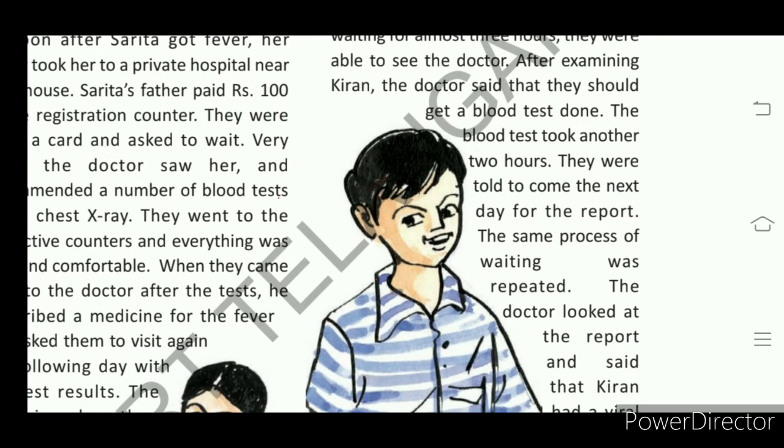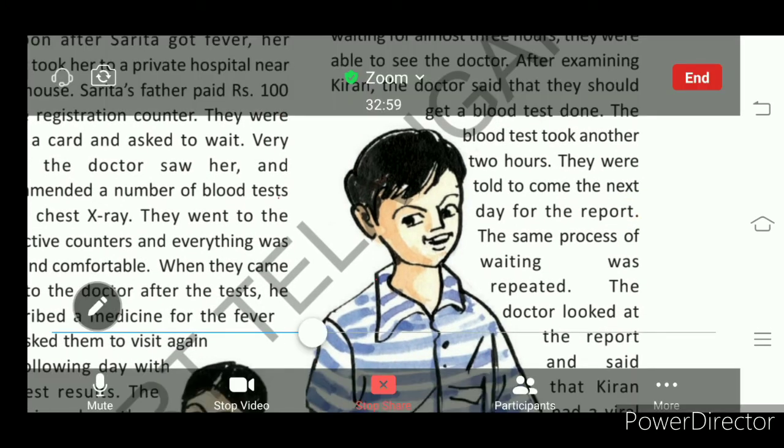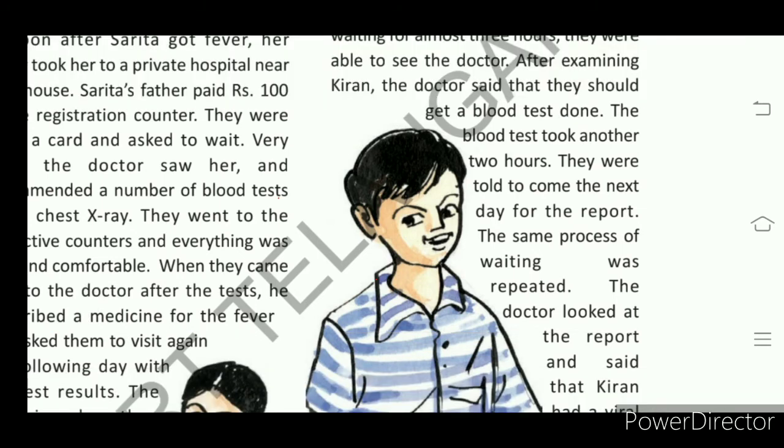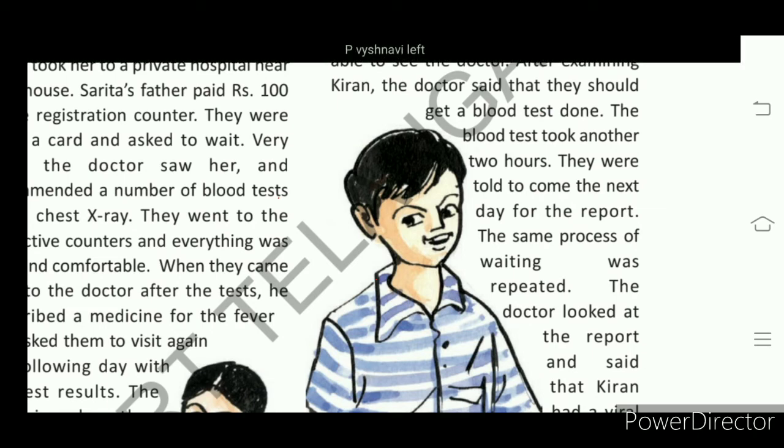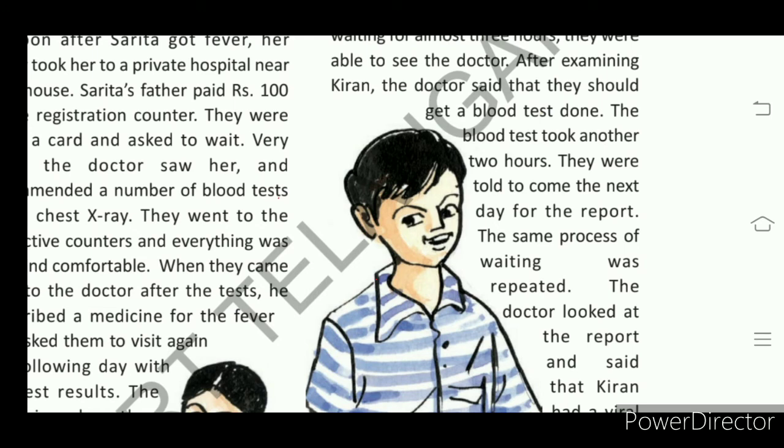Whereas Sarita went for an immediate blood test. And for the blood test, they stood for 2 hours. There was also a long line. Kiran and his father were told to come the next day to collect the report, because there were already many patients in front of the blood test report center, where blood tests are taken. So Kiran was asked to come the next day to collect the report.